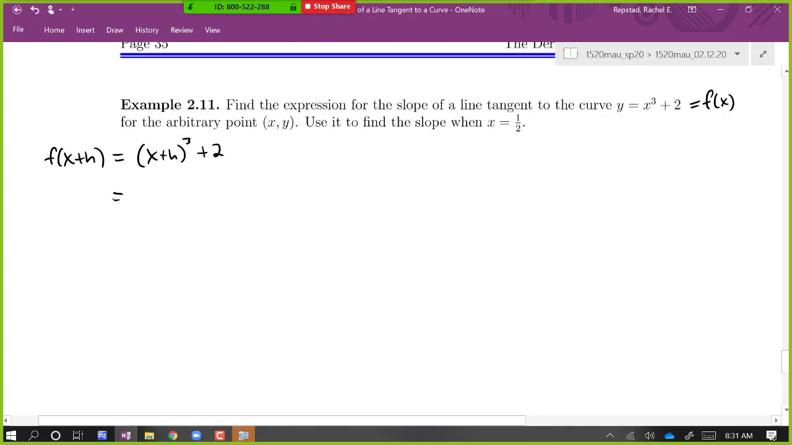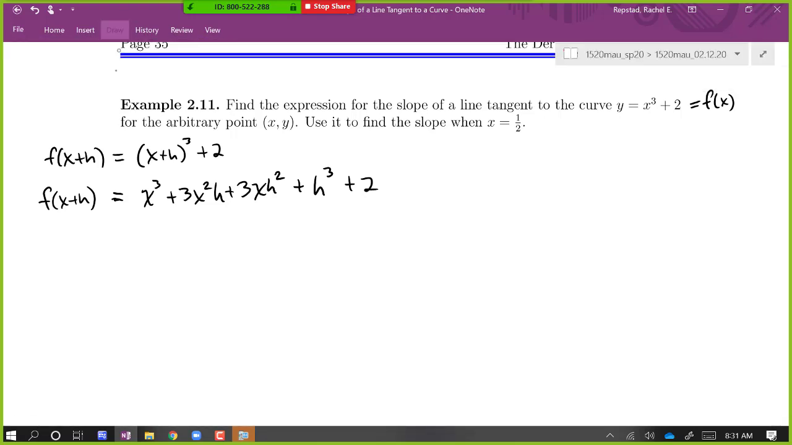I'm going to go back to that example that we're at. So we have x plus h cubed. This is x cubed plus 3x squared h plus 3xh squared plus h cubed, and then plus 2. There's our f of x plus h. For this limit that we're going to evaluate, we have to subtract f of x. That means that we are subtracting x cubed and subtracting 2. We're just subtracting each term in the f of x function.